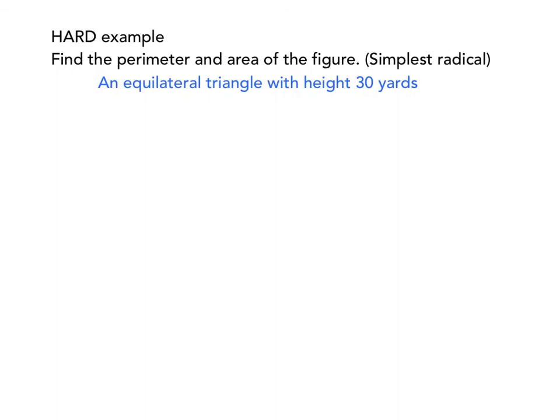Now it's time for a hard example, and I'm sorry about the length of this video, but I thought we might as well do this one because it's pretty difficult. We want to find the perimeter and area of the figure, which is an equilateral triangle with height 30 yards. So we need to draw that first. Notice it says a height of 30 yards, meaning we're going to drop a dotted line, and this dotted line is the one that's 30 yards, not the sides of the triangle.